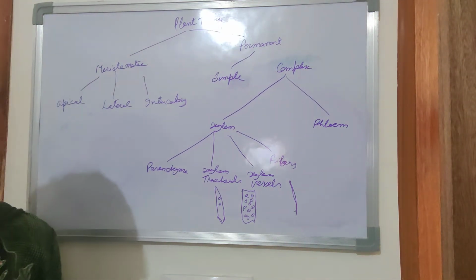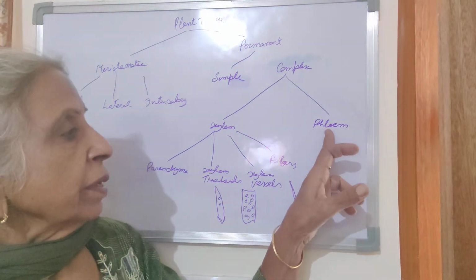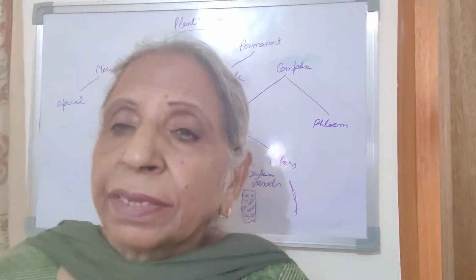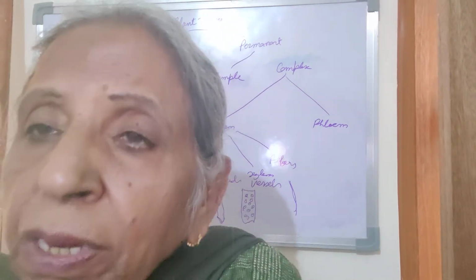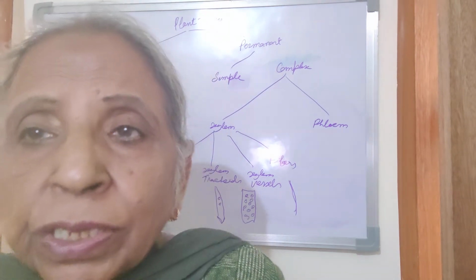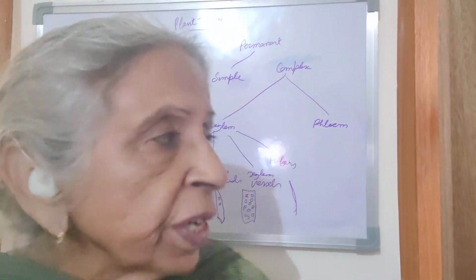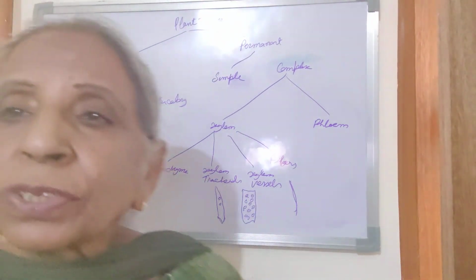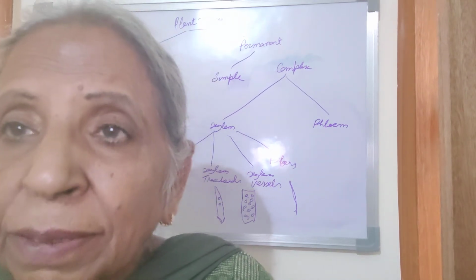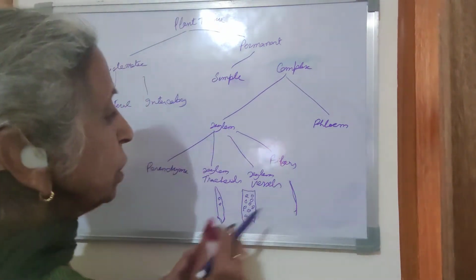Then we come to the phloem. Phloem conducts the food material synthesized by photosynthesis to the various parts of the plants. So its function is to conduct the synthesized food material, whereas xylem's function is to conduct the raw material, water and minerals. So phloem is further formed of five kinds of cells. Which are those?